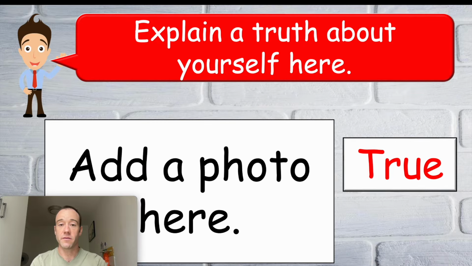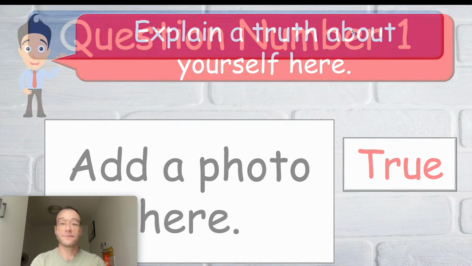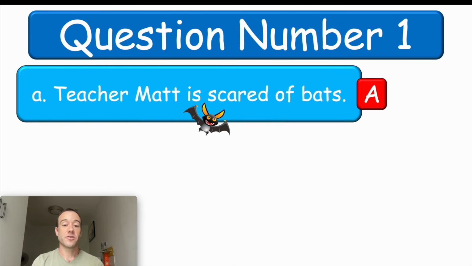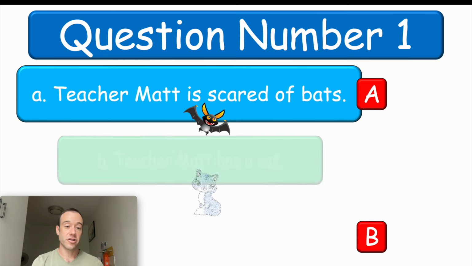And I'll show you what mine looks like really quickly in my PowerPoint. Okay, so this is the actual questions from my class for the 2 truths and 1 lie. So you can take a look. So teacher Matt is scared of bats. You can actually have them read this. So you can have them say it together. You can call on students to read it to see how well they're reading, their pronunciation.